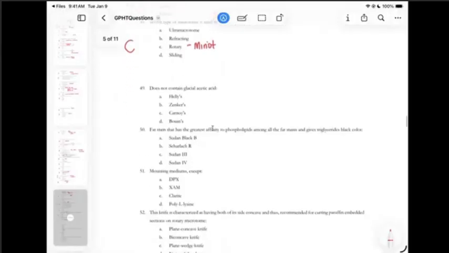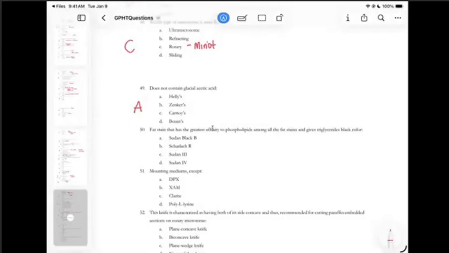That's Helly's, also known as your Zenker formol. It's a mercury fixative that does not contain glacial acetic acid. So we don't use this for nuclear fixation, since it has no glacial acetic acid.